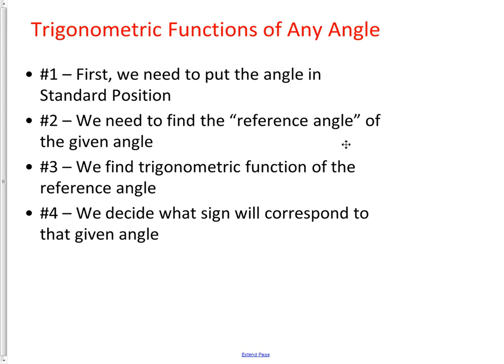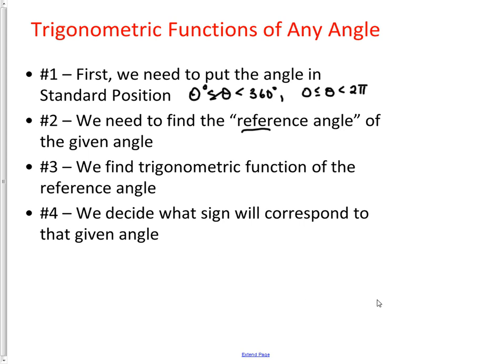And when I say standard position, if we're dealing with degrees, we want to have our angle theta between 0 degrees and 360 degrees. Or if we're in radians, between 0 and 2 pi radians. So that's where we want to find our standard position angle. We use that next to find our reference angle of the given angle, and we'll show that we can find the trigonometric function of the reference angle if we know what those basic right triangles are, and then we can decide what sign corresponds to that given angle.